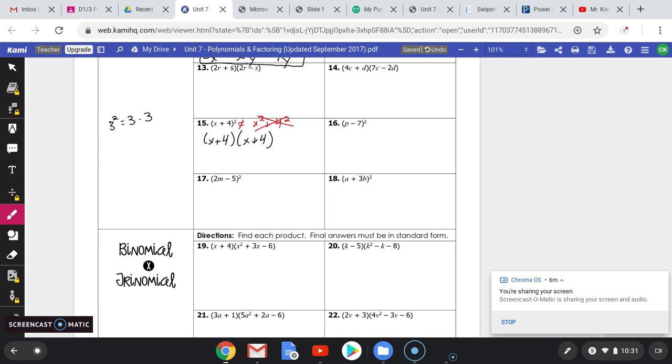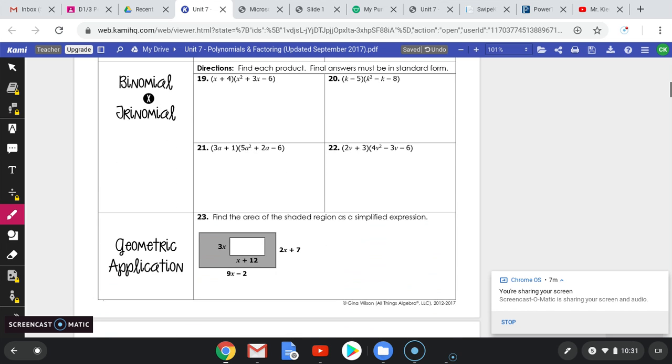Definitely not that. Okay, so with this here, you just do the same thing. X times x, x squared. X times 4, 4x. 4 times x, 4x. 4 times 4, 16. Combine like terms, and I'm going to have x squared plus 8x plus 16. Okay, so whenever I have something like that, it just means you take that whole parentheses and you multiply it again.